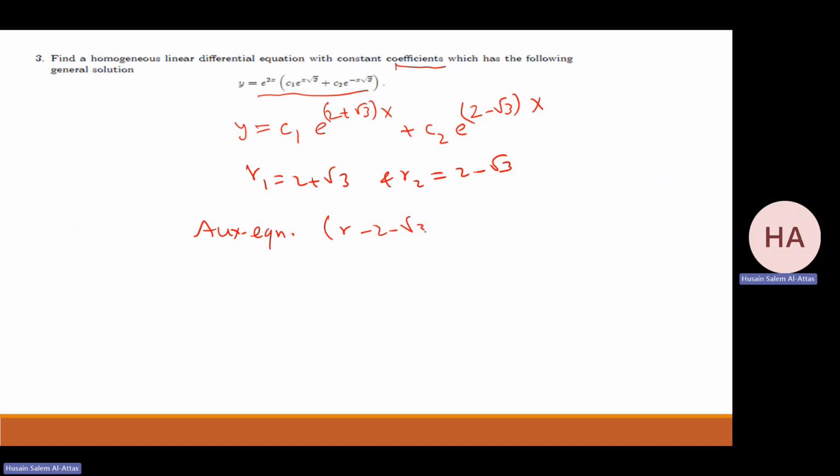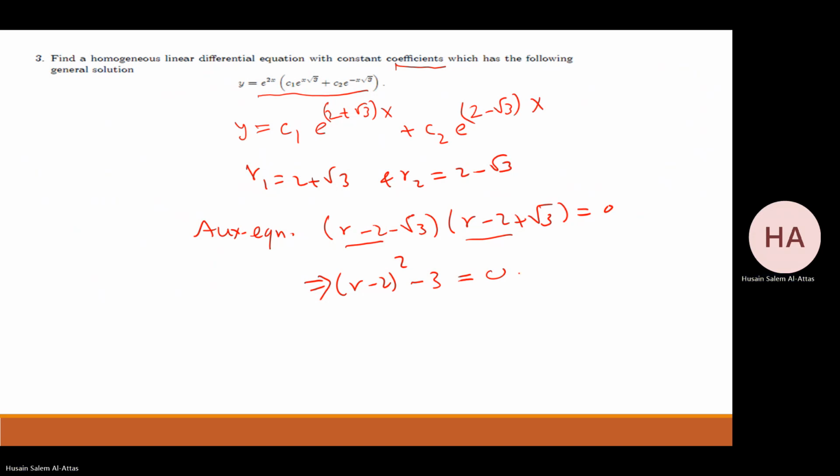2 minus square root of 3, and R minus 2 plus the square root of 3 equals 0. And I have R minus 2 squared minus 3 equal to 0. Yeah, this times this, like x minus y times x plus y, is x squared minus y squared, where square root of 3 squared is 3. So I have R square minus 4r plus 4 minus 3 equals 0. So I have r square minus 4r plus 1 equals 0.